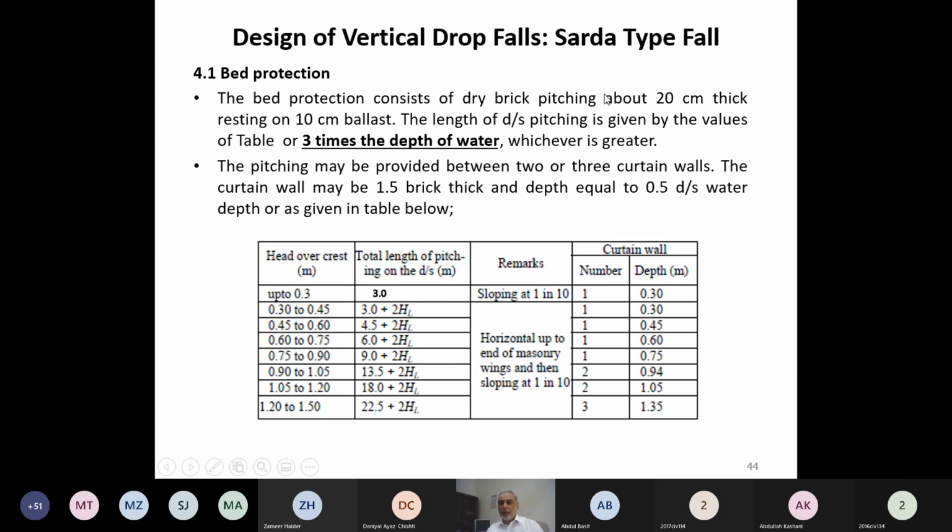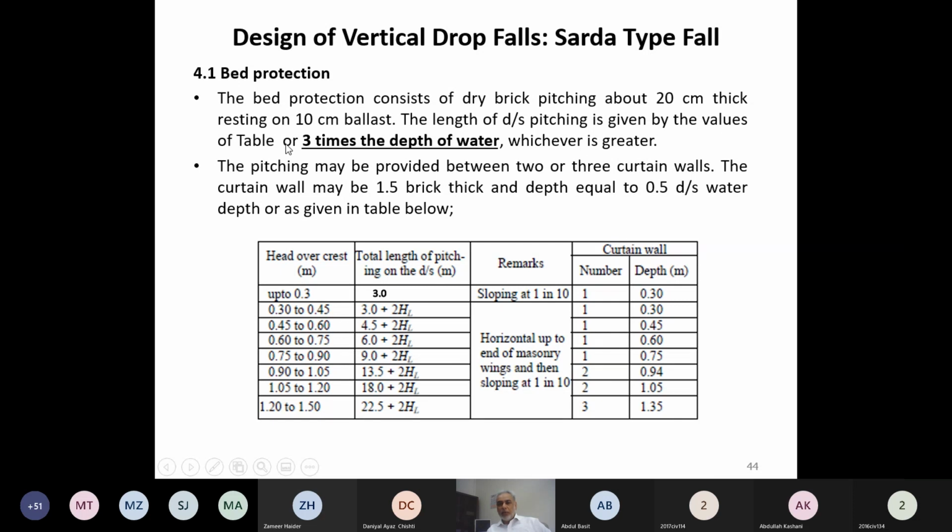Brick pitching is provided on the downstream side for a length as given by this table. उस पिचिंग की लेंथ कितनी होगी वो इस टेबल से हम डिसाइड करेंगे. So this brick pitching will be provided over the brick ballast of 4 inches or 10 centimeter thickness. So downstream पे protection after the concrete is finished, we will be providing 2 brick or 9-inch thick brick pitching over the ballast, 4-inch thickness ballast.